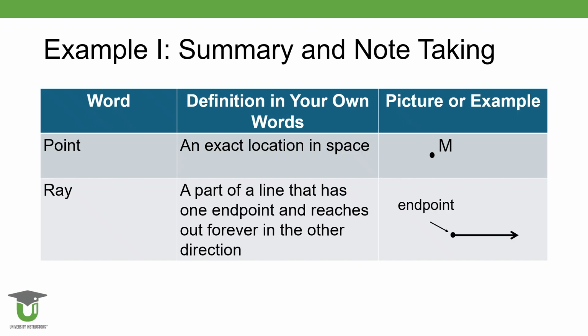For instance, a point can be represented by a dot on a line or a location on a map, while a ray can be shown as a line with a starting point and an arrow indicating its infinite direction, like sunlight streaming from the sun. This strategy supports multiple learning styles: visual, linguistic, and kinesthetic, and helps students create notes they can revisit and study effectively.